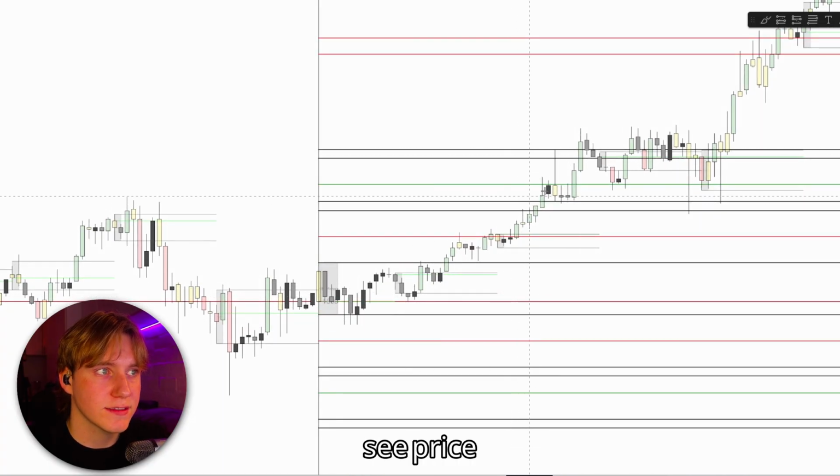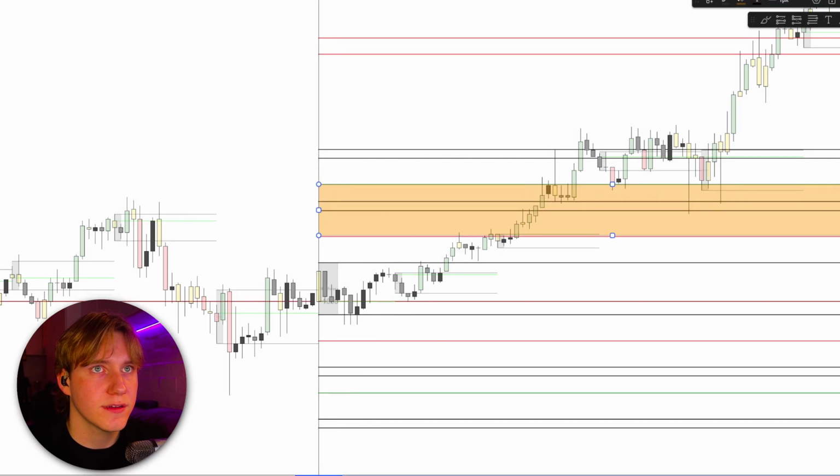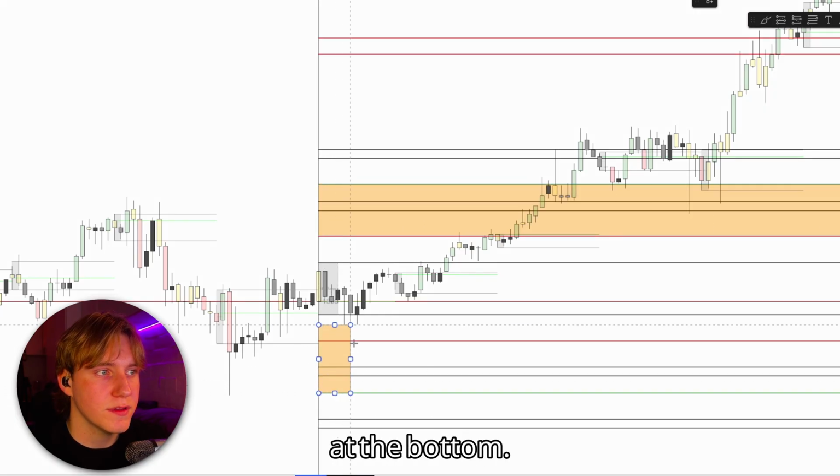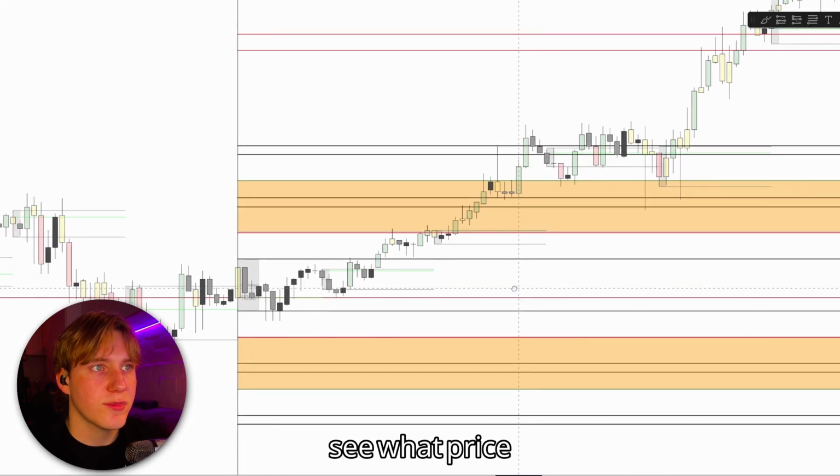We can see price coming up to our area of interest after we did our first breakout. So that's going to be the reversal point. Let's do the same thing at the bottom. This is the second reversal point if we do go lower. So let's see what price actually did.